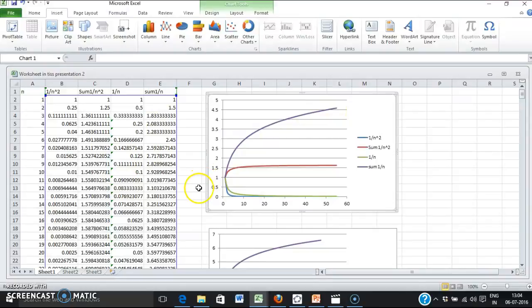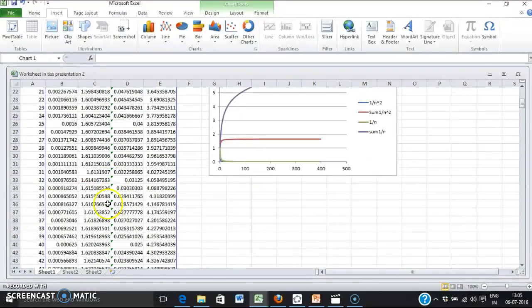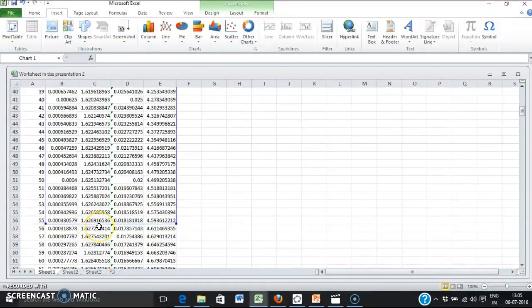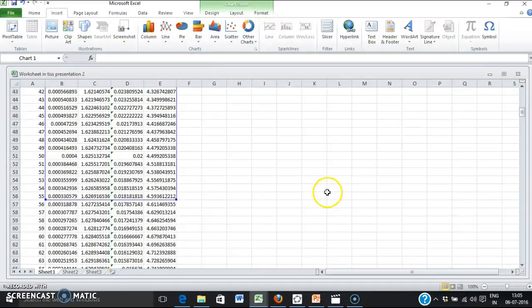But on the contrary, for the summation 1 by n square series, the terms are getting settled somewhere close to 1.6269. And it does not seem to increase. In fact, it is bounded by 2. Thus, here the student gets a feeling of why the 1 by n series is divergent and the 1 by n square series is convergent.